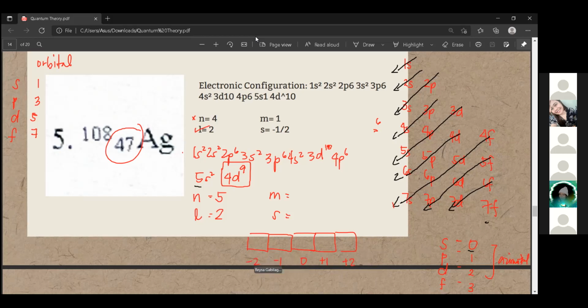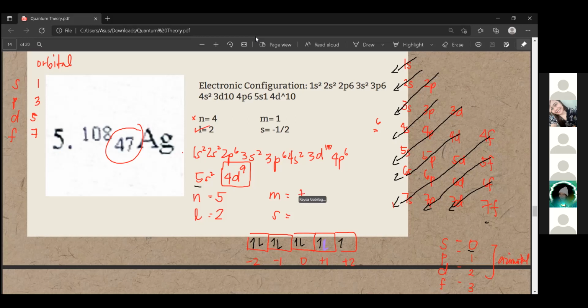And then we have 9, so we will be filling 9 electrons here. So 1, 2, 3, 4, 5, 6, 7, 8, and 9. Let me change my pen. It's not clear. But anyway, the violet one, class, is the last electron.